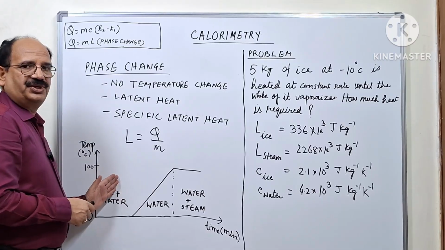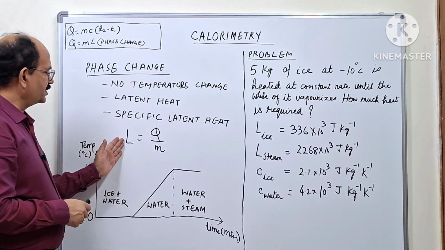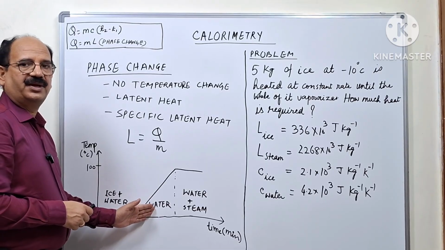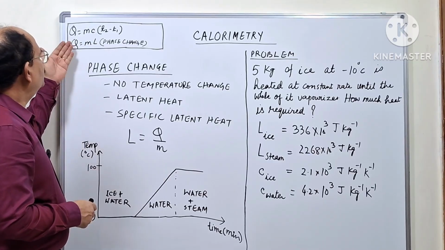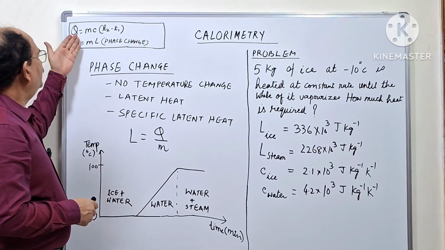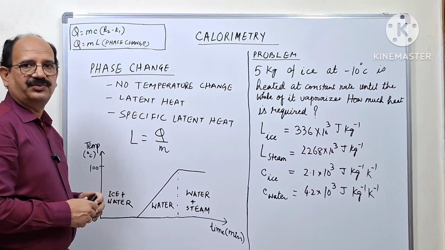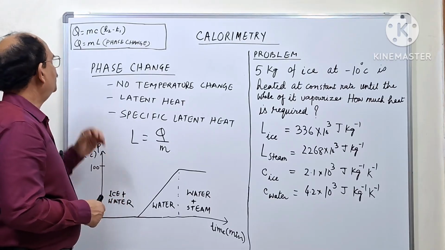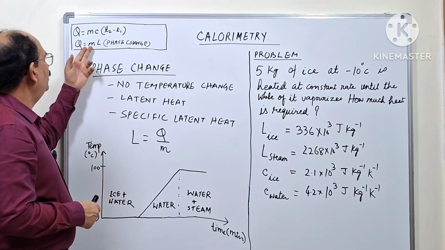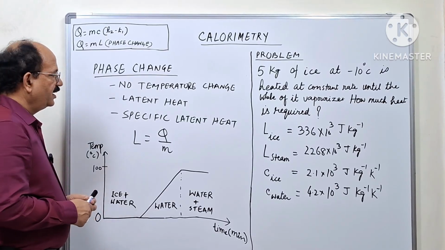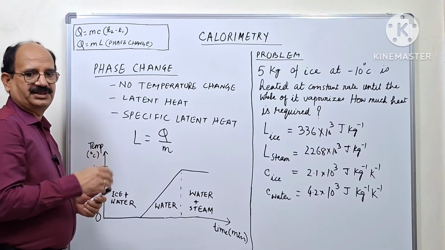Whenever there is a phase change involved, we will use this relationship. When there is no phase change involved, then we will use a specific heat capacity relationship, which is listed here. If there is no phase change involved, then we will use Q equal to mc (T2 minus T1) formula. When there is a phase change involved, then we will use Q equal to mass into specific latent heat formula. Let's try understanding that with one example.